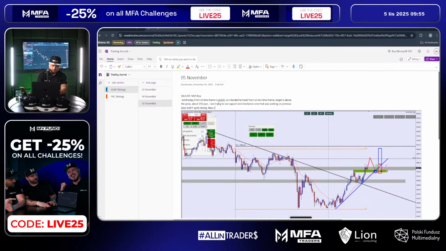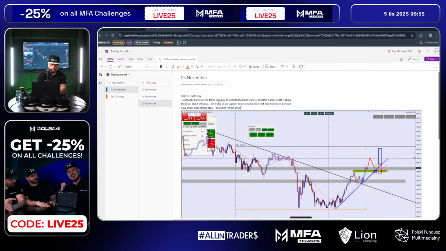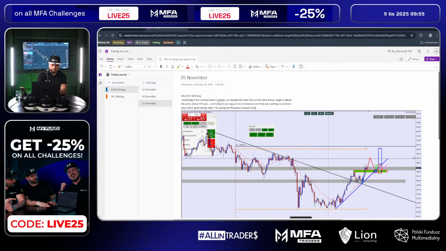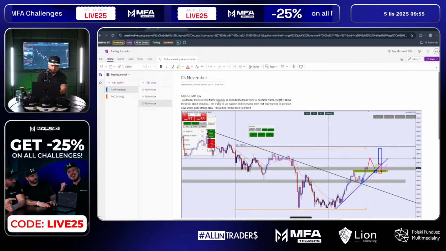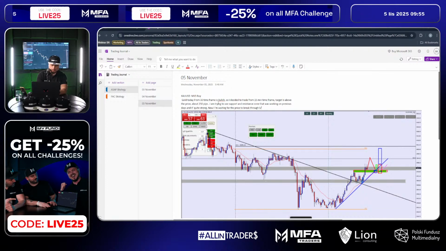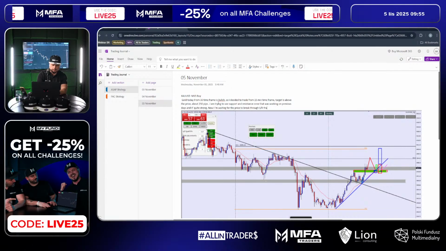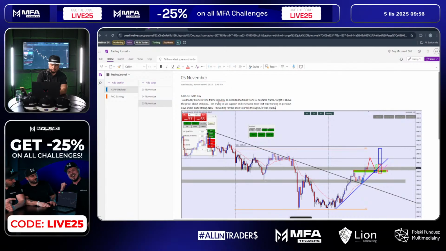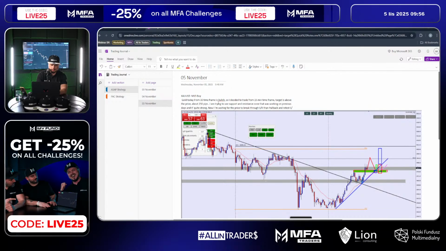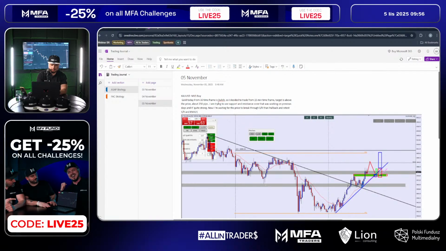Okay, one second. I'm waiting for the price to break through support and resistance, then pull back and retest, and the exponential moving average.